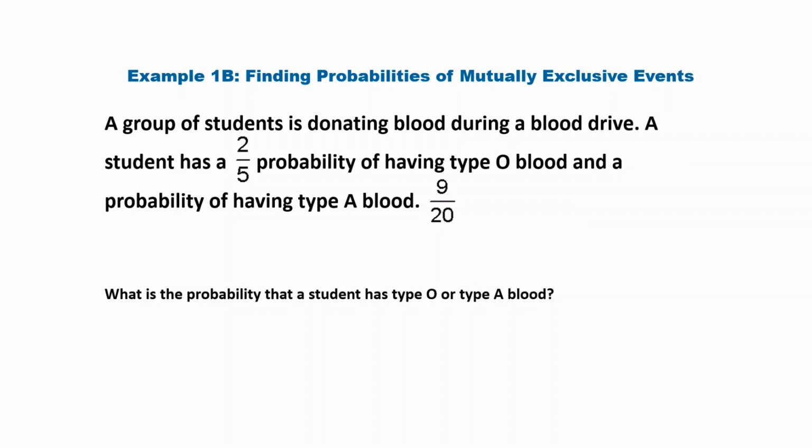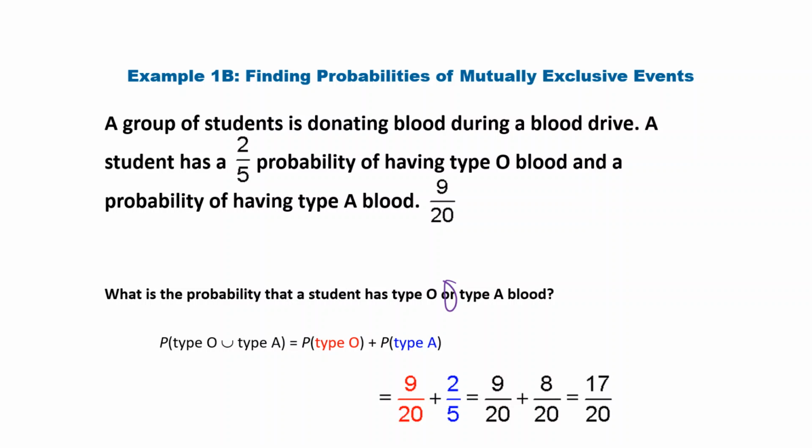Here's another example. A group of students is donating blood during a blood drive. A student has a 2 out of 5 probability of having type O blood and a probability of having type A blood of 9 out of 20. What is the probability that a student has type O or type A blood? So there's that word or. Remember, that would be a union. And when we see that, that tells us we're going to add. So we're going to add the two type probabilities together: 9 over 20 plus 2 over 5. We have to get a common denominator. Don't forget that. And we end up with 17 out of 20 is our probability.